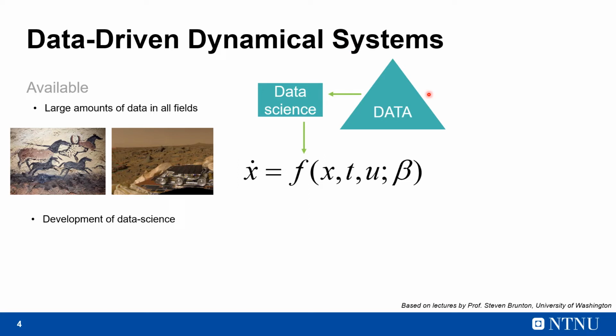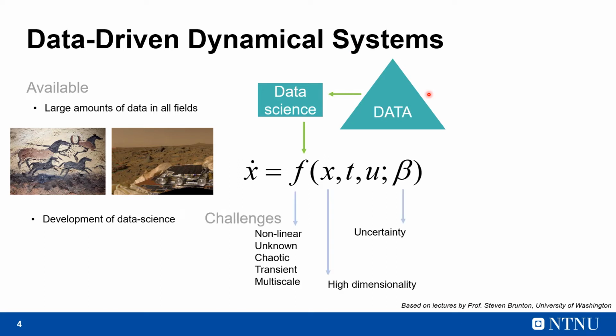Now, what do we want to use these tools for? We want to use these tools to address problems where the dynamics are highly nonlinear, where the dynamics are unknown, where the dynamics are chaotic, where there is significant transient behavior of the system, and where the systems have multi-scale effects. For example, in turbulence, if you keep zooming down into different levels, you still see these turbulent structures.